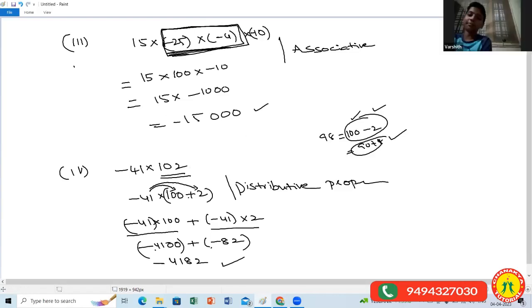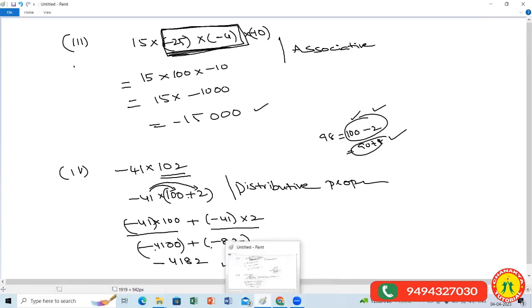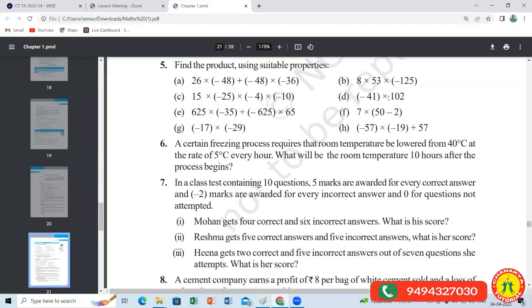Okay. We are neglecting. This is mother and children. We all love our mothers, right? This is mother and children property.